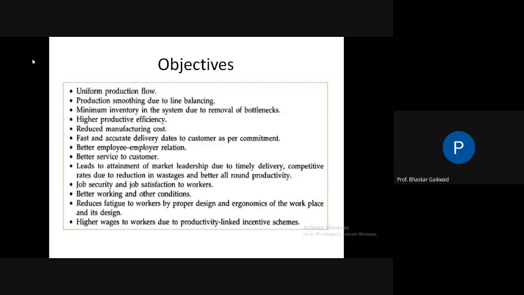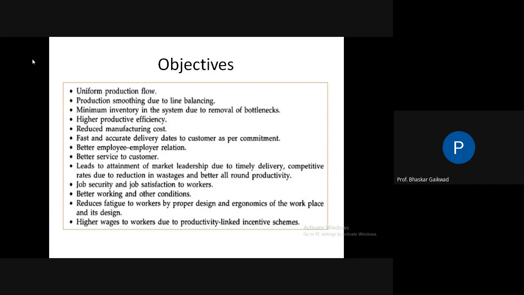Reduce the fatigue to the workers by proper design, ergonomics of the workplace, and its design. In industry, a lot of physical work is there. So if you plan properly and ergonomically, and reduce the motion of the body, the transportation, or the movement of the workers, definitely the fatigue will be less, and the workers will give good performance. And in order to study this, we require the work study.